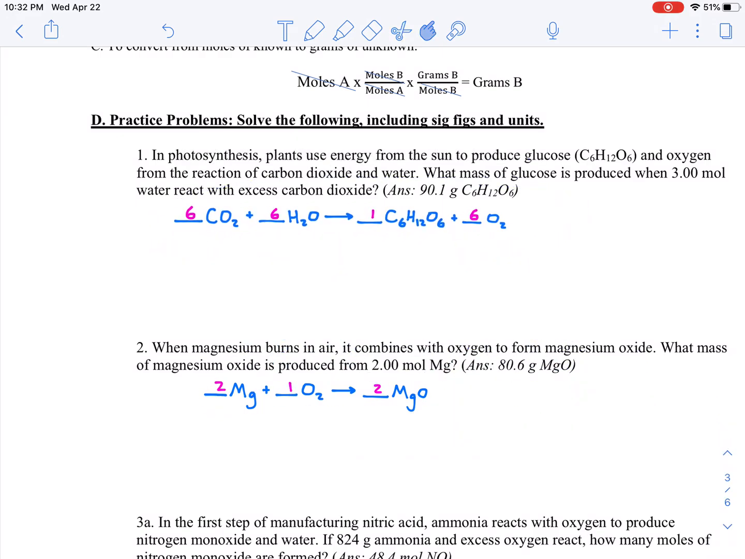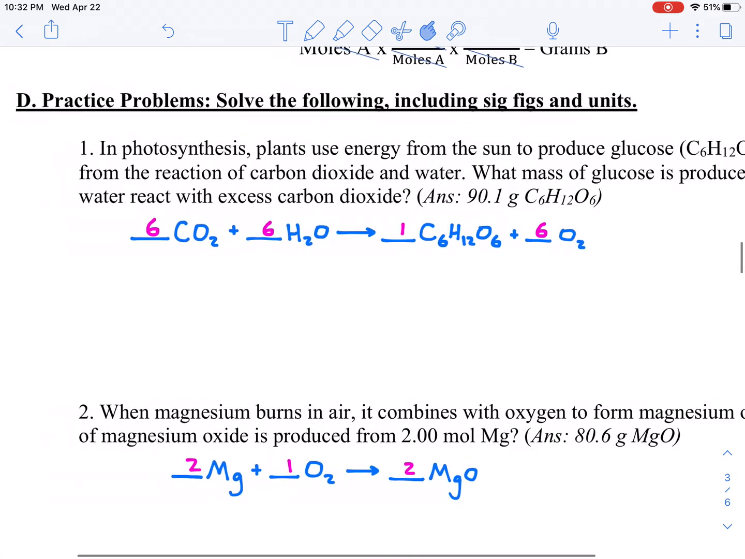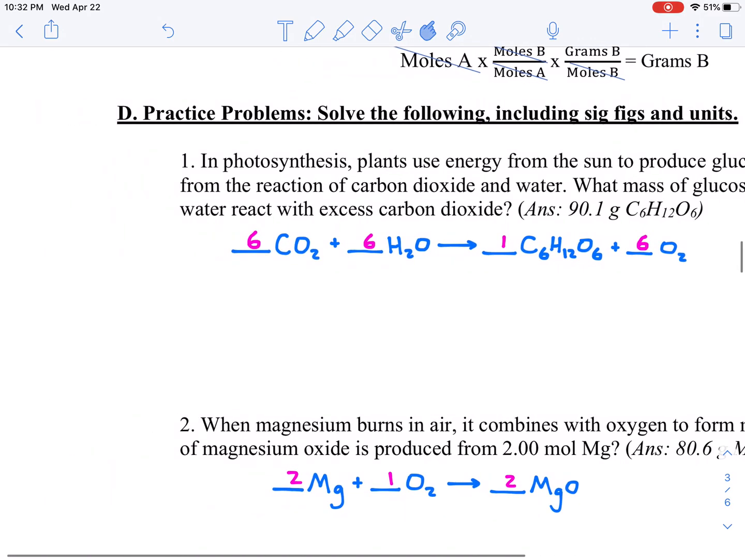So in our first equation, we are looking at the equation for photosynthesis. We would have some energy over here on the left-hand side needed from the sun to get this reaction going, but that is not going to do anything to our balancing. It's not a quantitative entity. So we have a balanced chemical equation that only includes carbon dioxide, water, glucose, and oxygen.